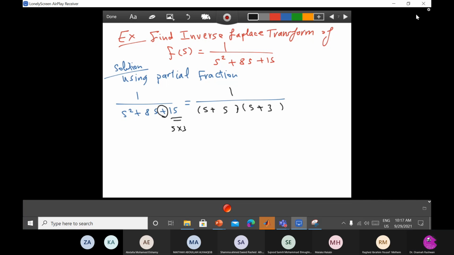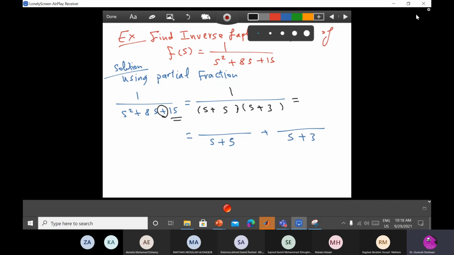Now I did this one. The partial fraction starts from here, right? Yes, I will have s plus 5 and s plus 3, because the denominator is a first degree, so I will put a constant here, and then a constant here.